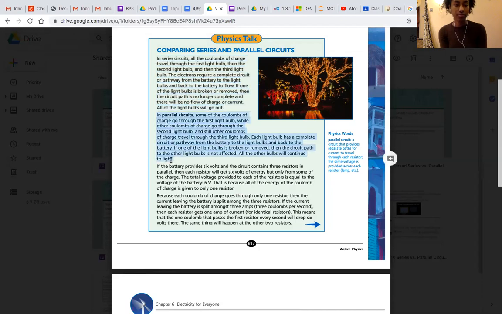Paragraph 2. In parallel circuits, some of the coulombs of charge go through the first light bulb, while other coulombs of charge go through the second light bulb. And still other coulombs of charge travel through the third light bulb. Each light bulb has a complete circuit or pathway from the battery to the light bulbs and back to the battery. If one of the light bulbs is broken or removed, then the circuit path to the other light bulbs is not affected. All of the other bulbs will continue to light.